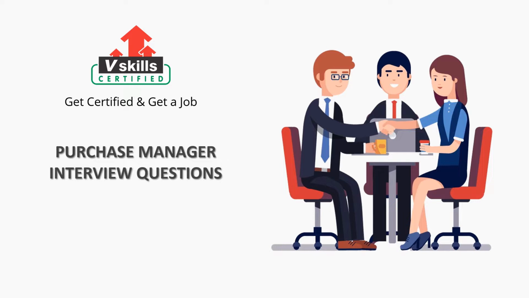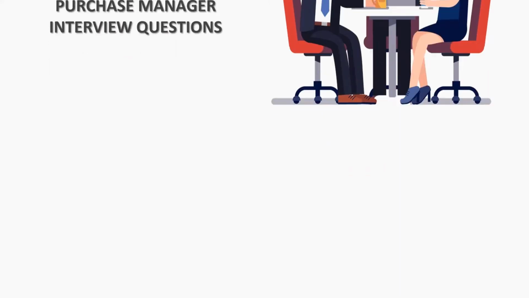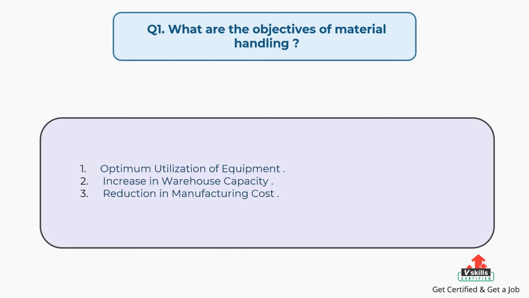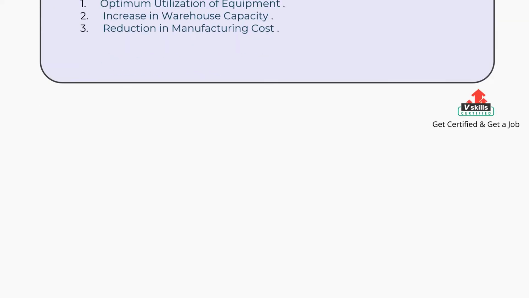In this video, you will learn about the top interview questions for Purchase Manager. So, let's get started. Question number 1. What are the objectives of material handling? The answer is 1. Optimum utilization of equipment. 2. Increase in warehouse capacity. 3. Reduction in manufacturing cost.